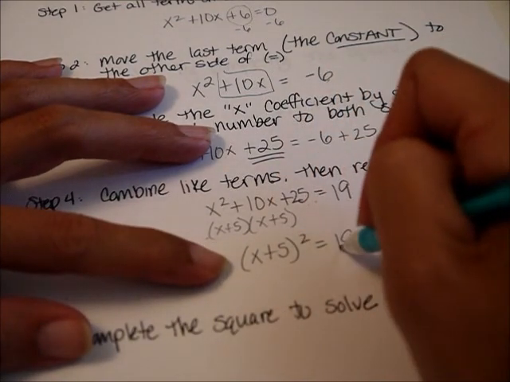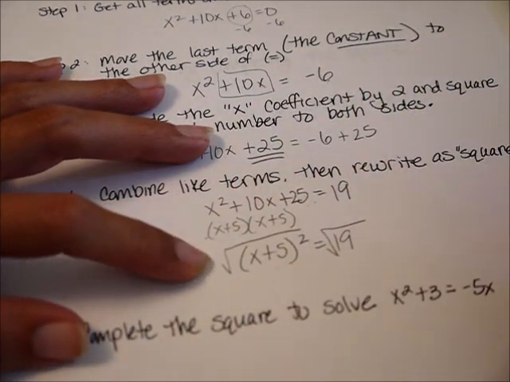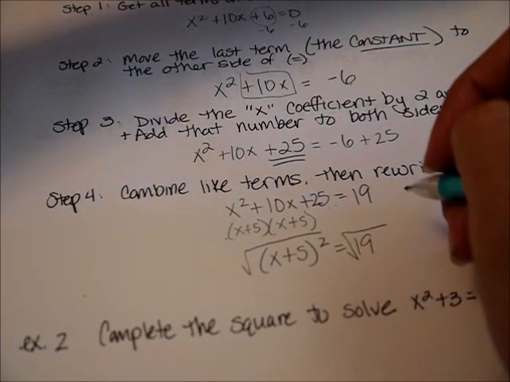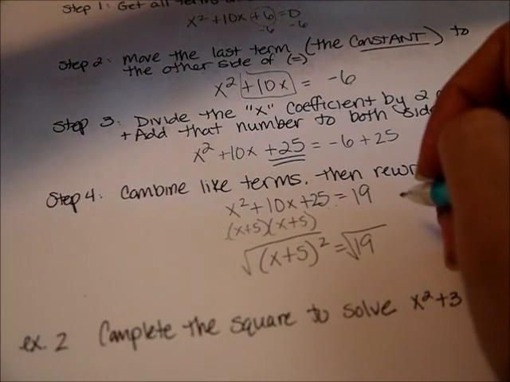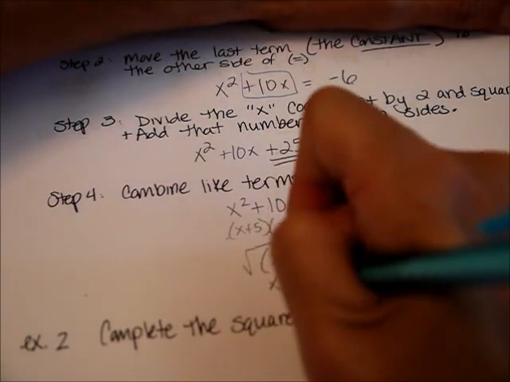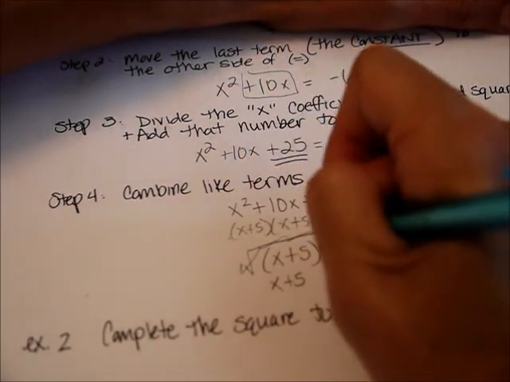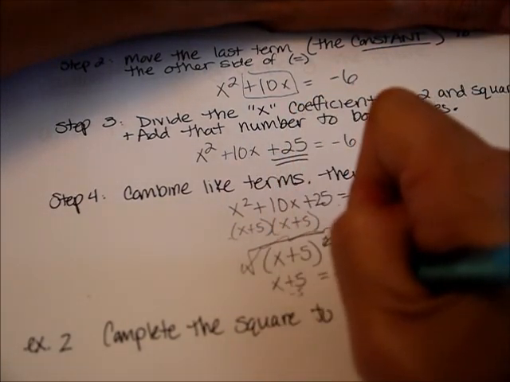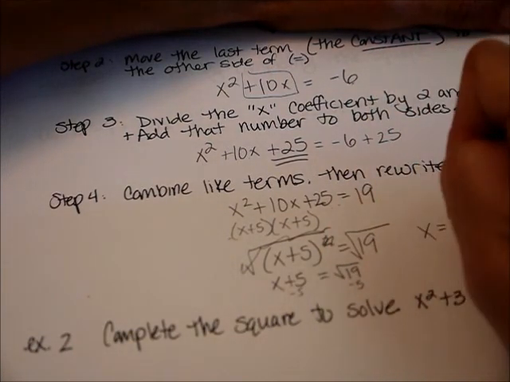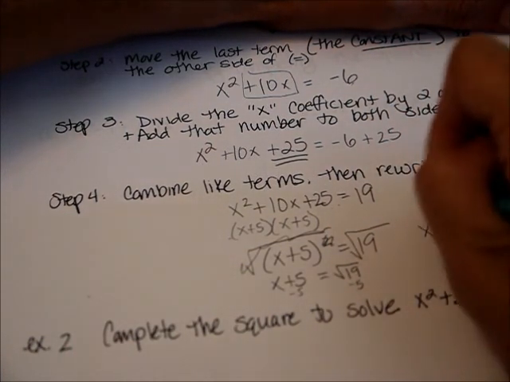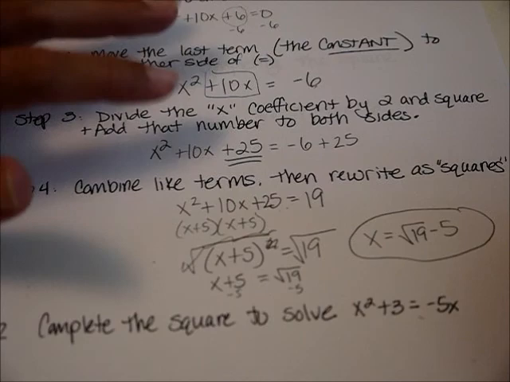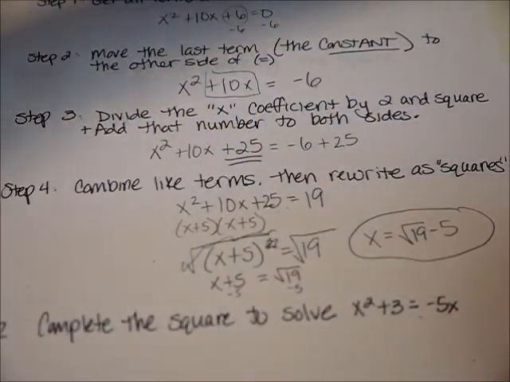If that squared is 19, then let's take the square root of both sides. And now we have x plus 5, because this cancels out this, equals the square root of 19. Subtract 5 from both sides, and now x equals square root of 19 minus 5. And that's your final answer. Why did we do this? If we had tried to solve it another way, we would not have gotten that number.